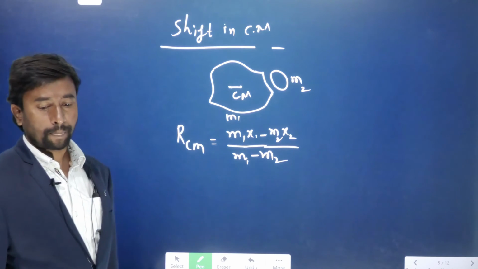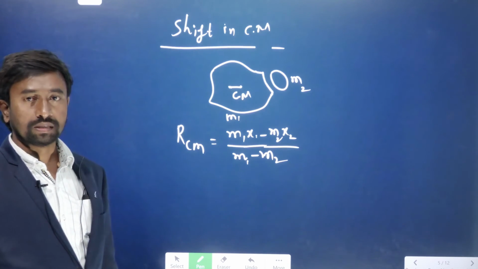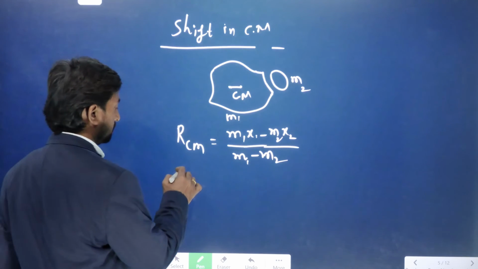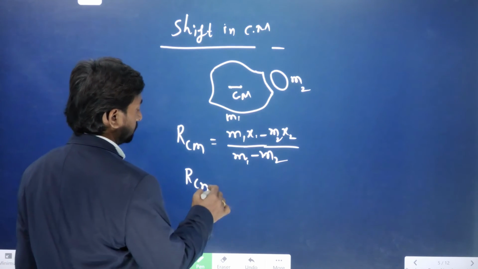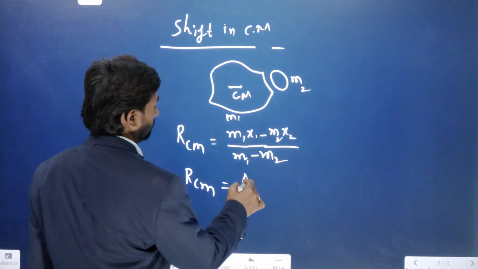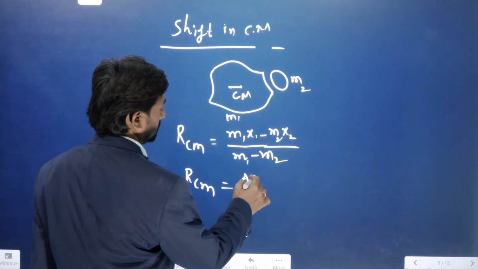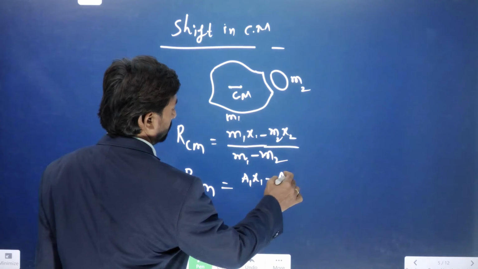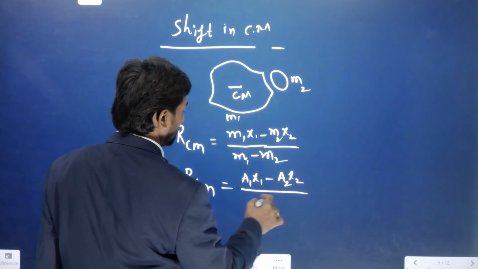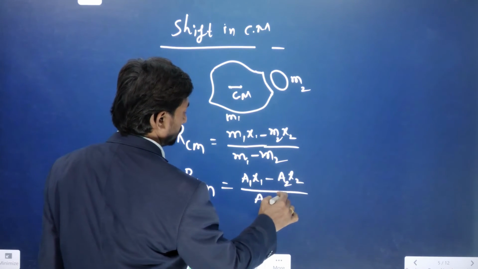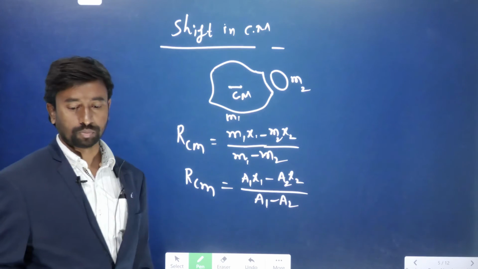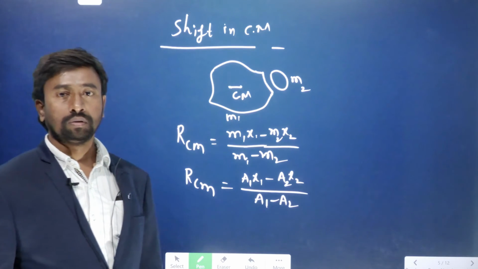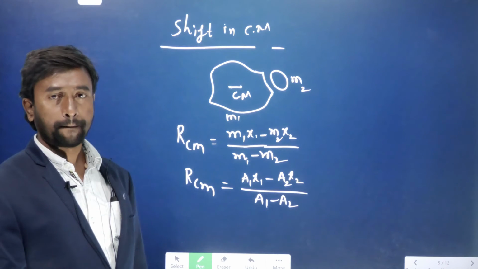If we write the center of mass in terms of area, we can write this formula. So R_CM is equal to the area of the whole body a1 into distance x1, minus the removed area a2 into x2, divided by a1 minus a2. So by using that we can find out the shift in the center of mass.